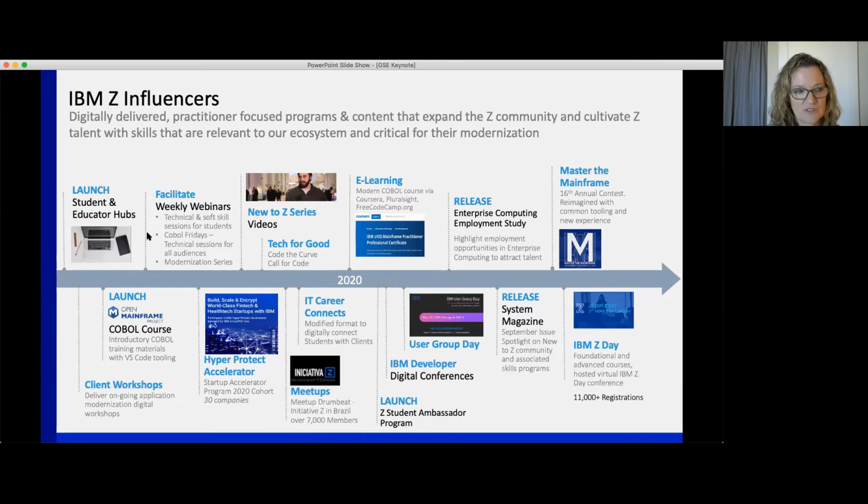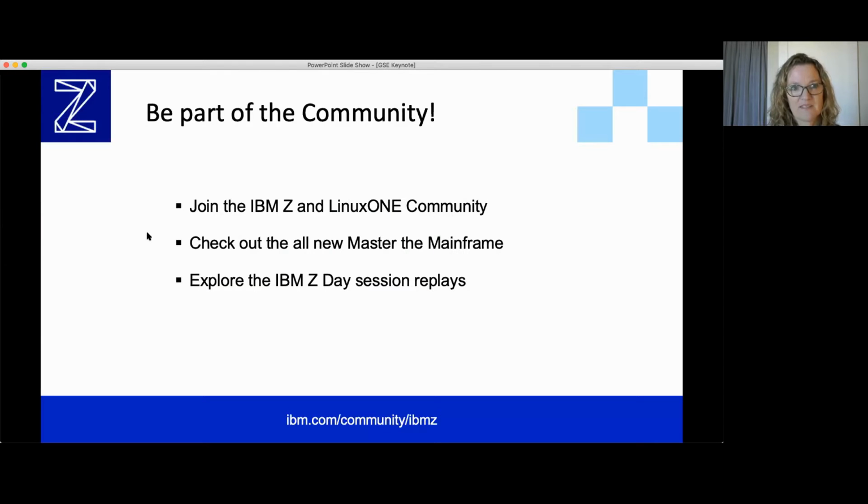And speaking of our digital community, please join our digital community. You can join the IBM Z and LinuxONE community. It's right down there at the bottom. You can check out all the new Master the Mainframe and Explore IBM Z Day sessions, stay up to speed on what's going on, connect with other peers, find out what's going on near you, and really connect globally with the entire community. All right, and that's what I have for today.